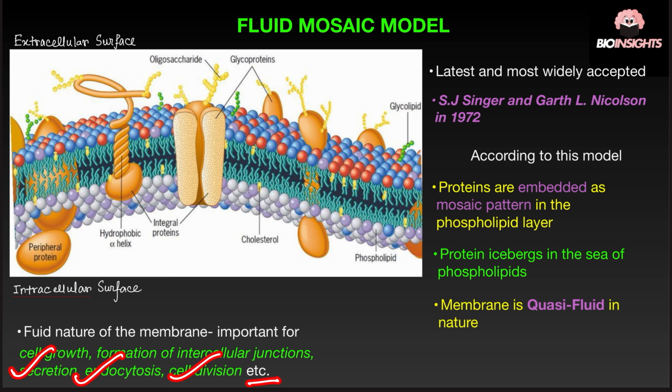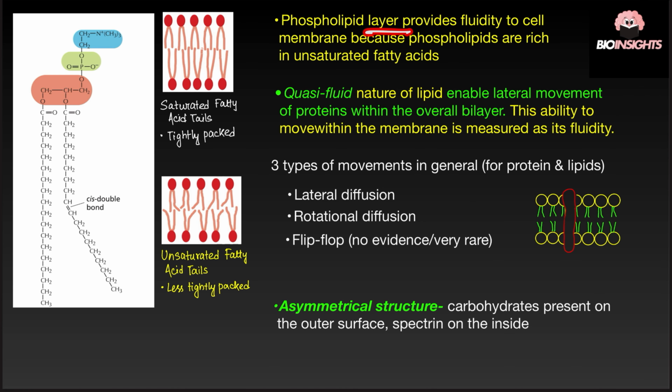endocytosis, cell division, etc. The phospholipid layer provides fluidity to the cell membrane because the phospholipids are rich in unsaturated fatty acids. Now earlier we saw that the phospholipid molecules contain saturated fatty acid chains that are protected in the lipid bilayer from the aqueous environment. In addition to these saturated fatty acid chains, it also contains a chain of unsaturated fatty acids. The presence of this cis double bond creates a physical bend or kink in the fatty acid tail. Now, this is the chemical composition of the phospholipid called phosphatidylcholine.